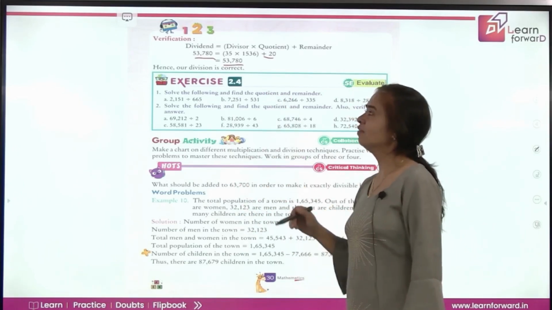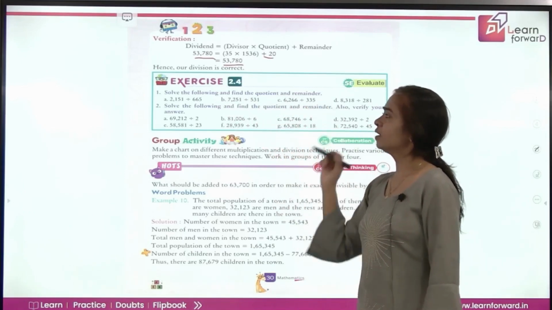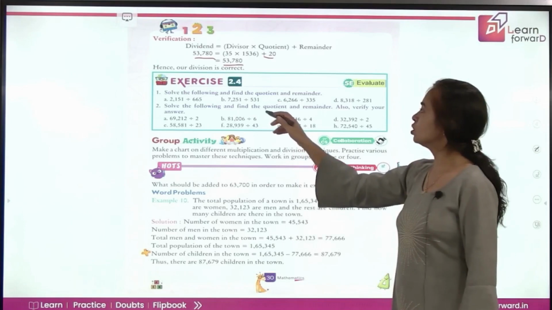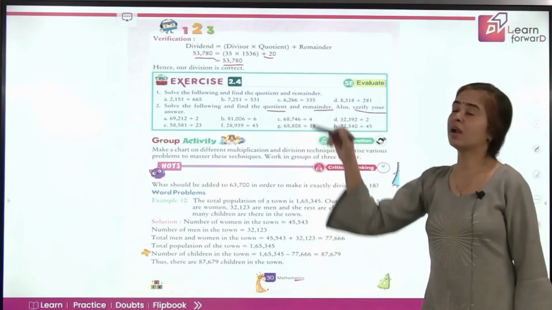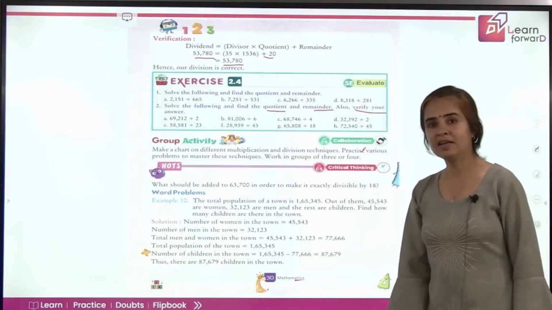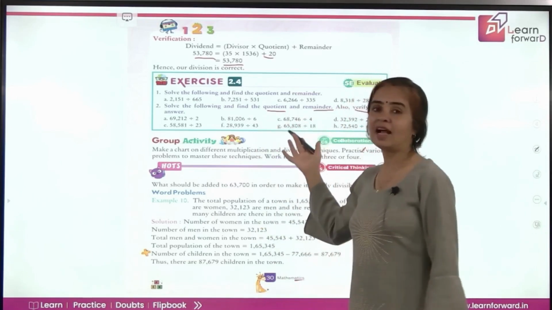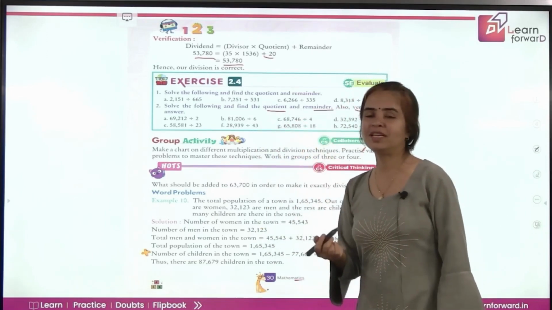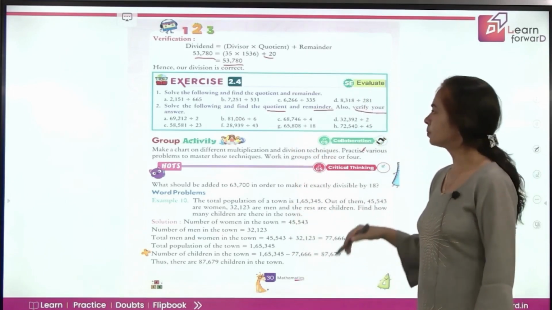Here you have an exercise on division. Solve the following and find the quotient and remainder. And in the next question, you have to find the quotient and remainder and also verify your answer by using this algorithm of division, right? So I'm sure you'll be getting the perfect answers and you will be your own teachers to check them out, verify by using the algorithm.